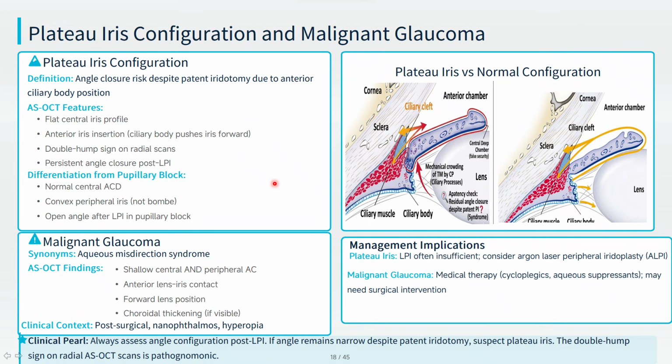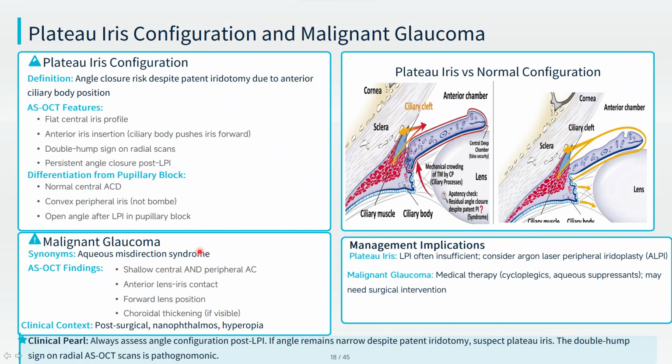However, I just want you to know that one of the big advantages of anterior segment OCT is to identify people with plateau iris, because these people will not benefit from peripheral iridotomy. They will need further intervention in the form of peripheral iridoplasty, or sometimes they do surgical iridoplasty. Another variety is the presence of malignant glaucoma.